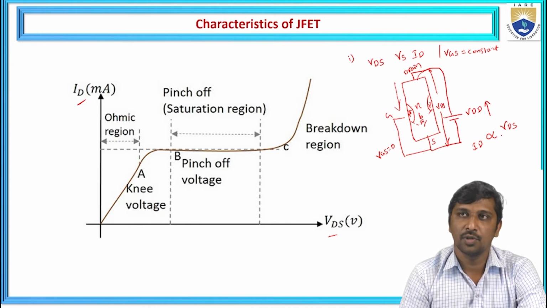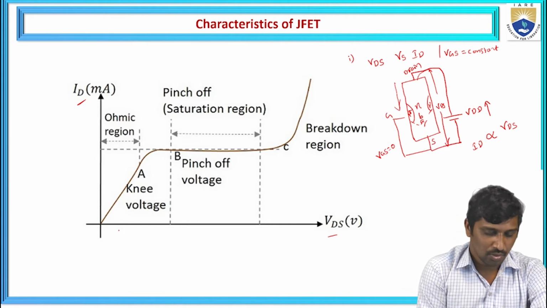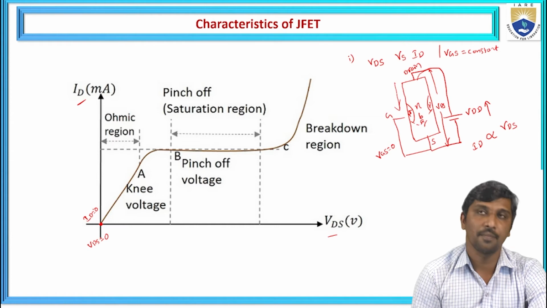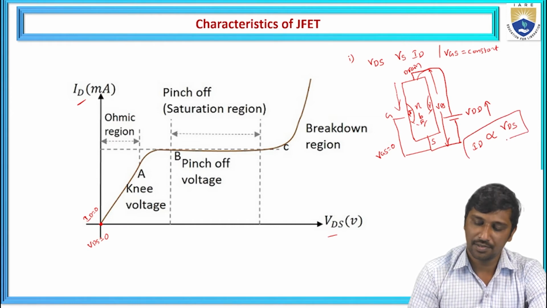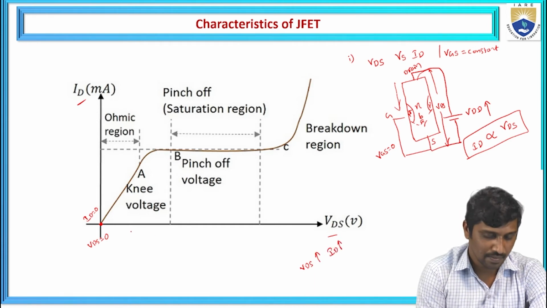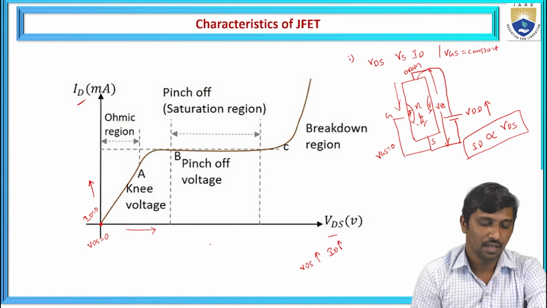If a large biasing voltage is applied between the drain and the source, it allows the maximum drain current. When VDS is 0, we know that ID is also 0. If VDS increases, ID also increases. Hence, if VDS increases, the drain current also increases linearly.